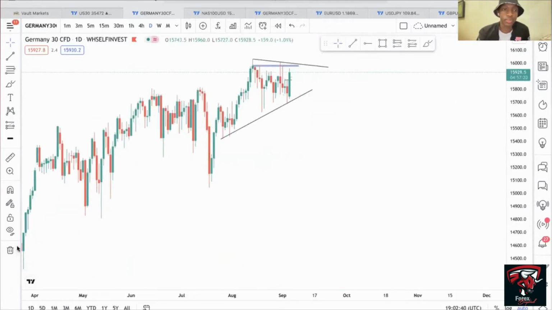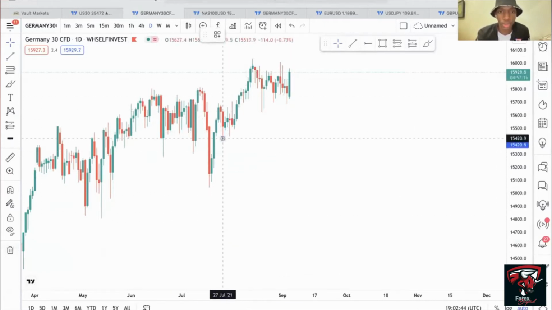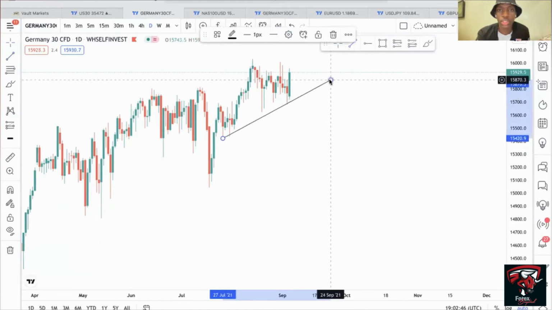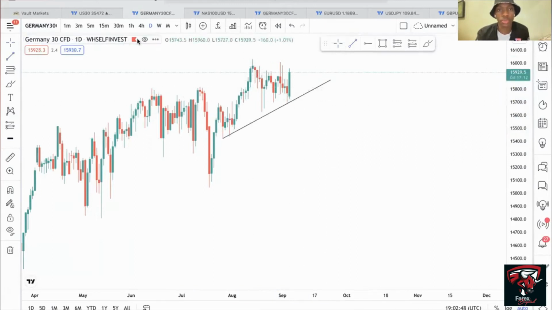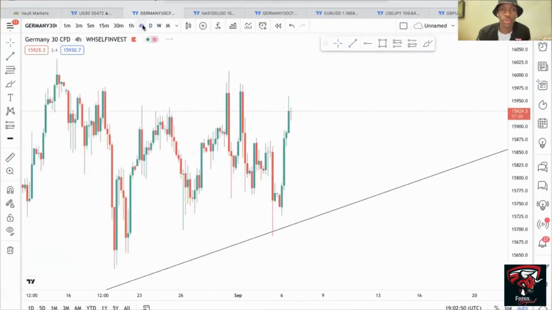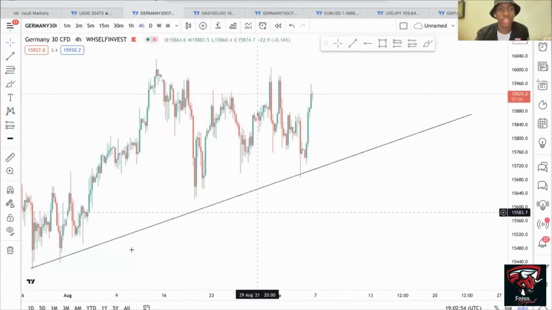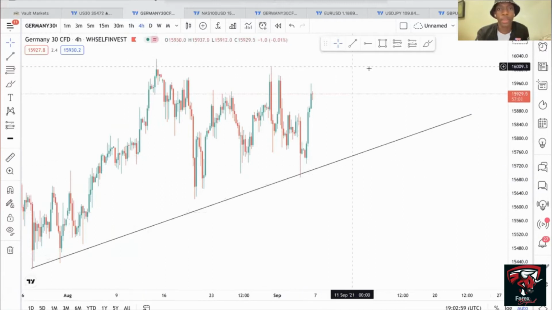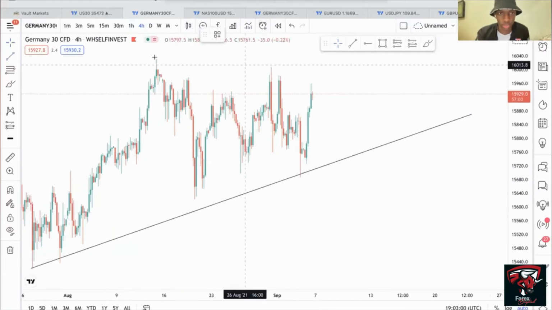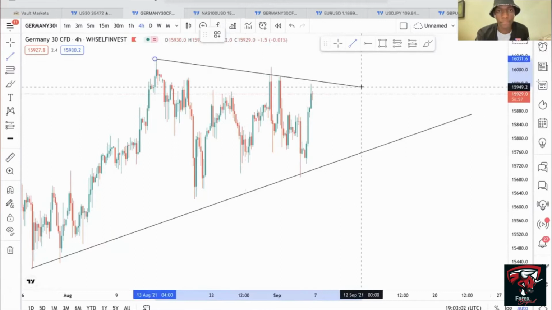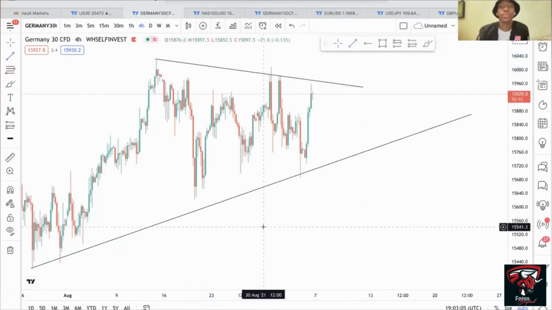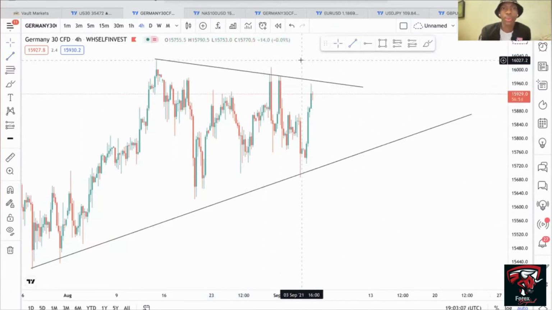German 30, same thing, guys. We want to connect our trend line on our lows. German 30 is actually very choppy at the moment. So let's go down to 4 hour. You can see daily 1, 2, 3, third touch buy. Let's do the same downward trend line like that. So now what am I waiting for in German 30?